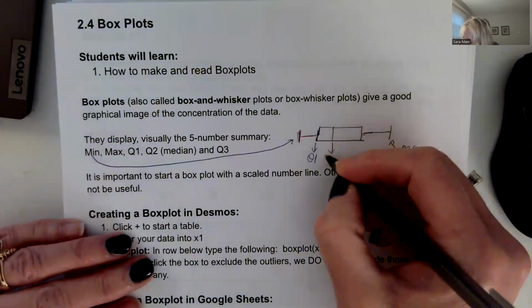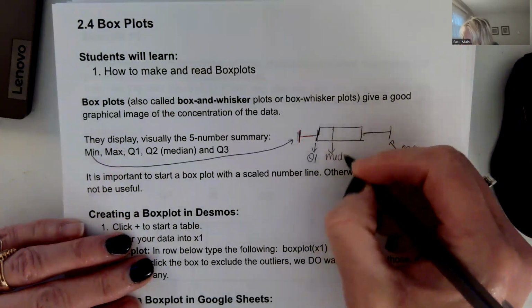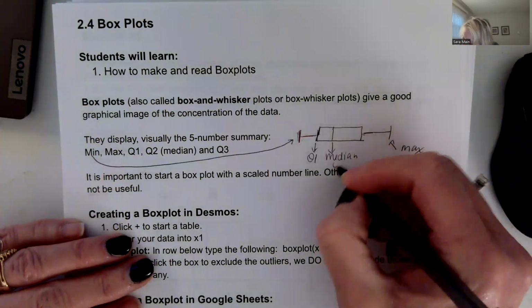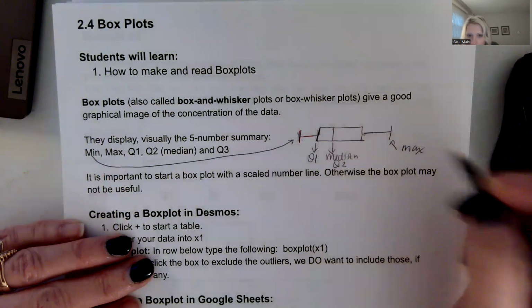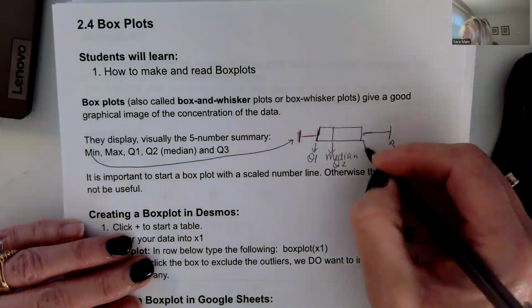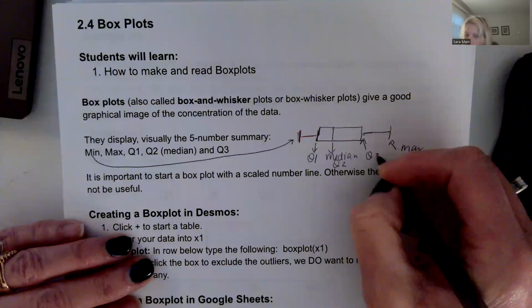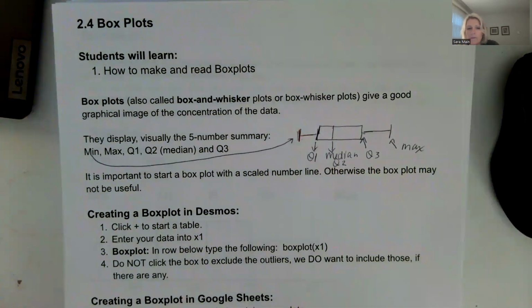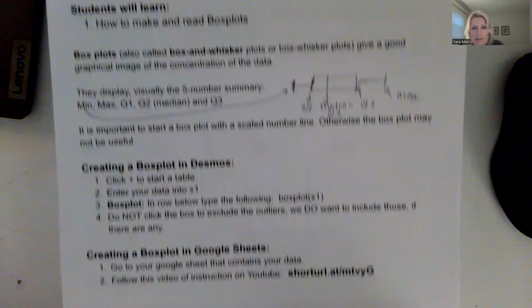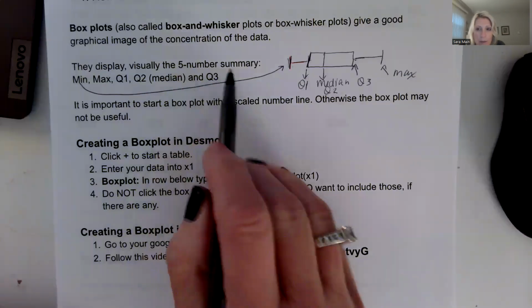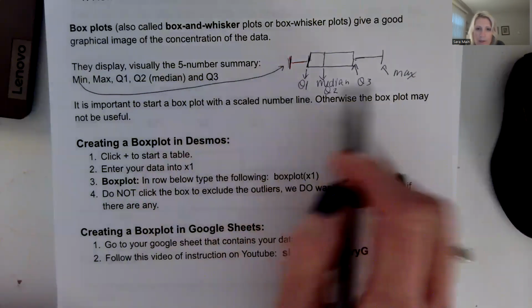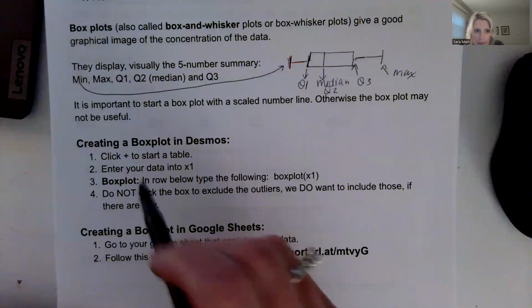So that line in the middle is always your median, also called your Q2. And then the line on the right-hand side of the box is your Q3, your 75th percentile. Okay, so you learned about these pieces called the 5-number summary back in lesson 2.3, but now we're going to put them together into a picture form.